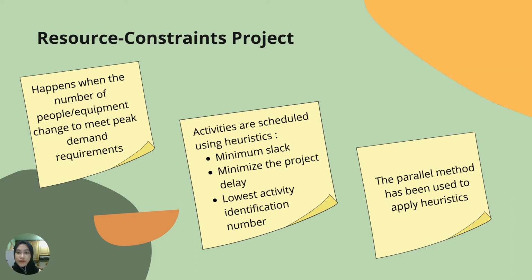Activities are scheduled by using heuristics, which are to minimize the slack, minimize the project delay, and lowest activity identification number. The parallel method has been used to apply the heuristics. The parallel method is the most widely used approach to apply heuristics, which has been found to consistently minimize project delay over a large variety of projects.